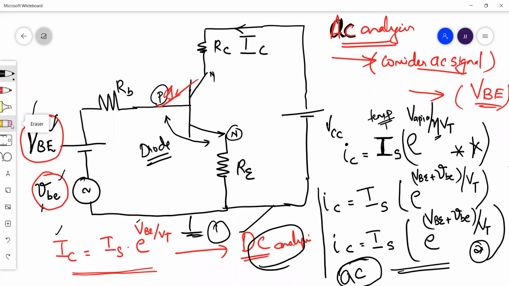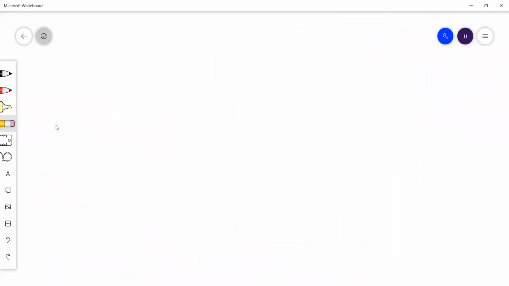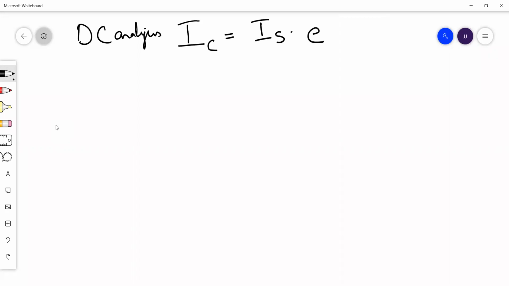Okay, let me write the equations once more. From that circuit I got two equations. First I did this DC analysis. In DC analysis, I told you we need to use the capital form representation. Capital IC must be equal to capital IS into e raised to capital VBE by VT.